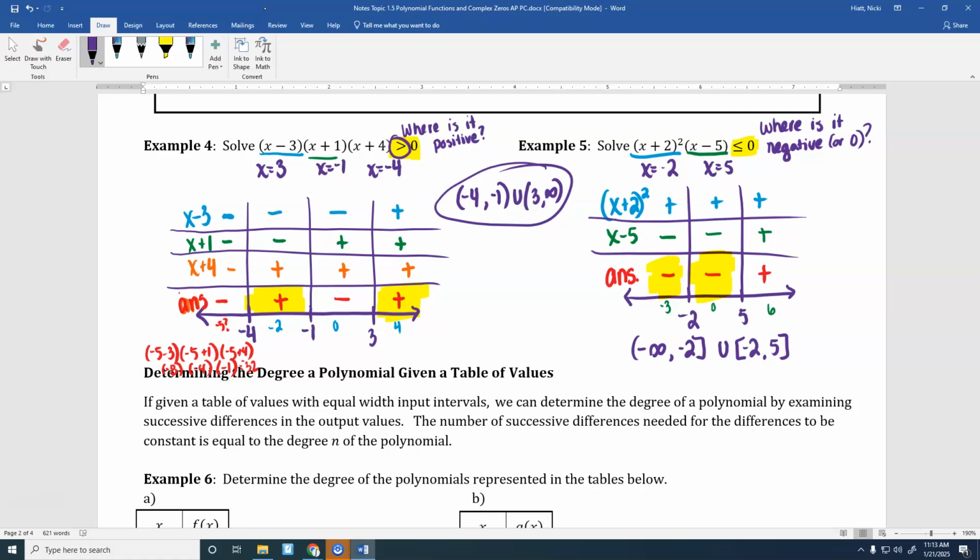You're kind of counting that -2 twice. An answer choice would never look like this because you've got brackets at -2. So you're including -2, right? Which means there's no need to even talk about -2. You could just put that together and it would be negative infinity to 5. This is what you would see as the answer there.